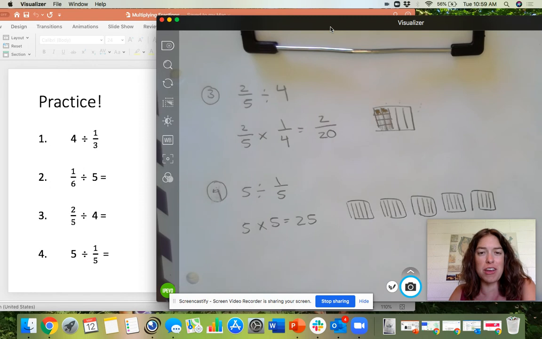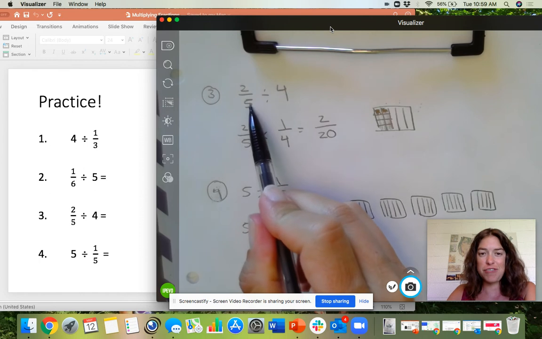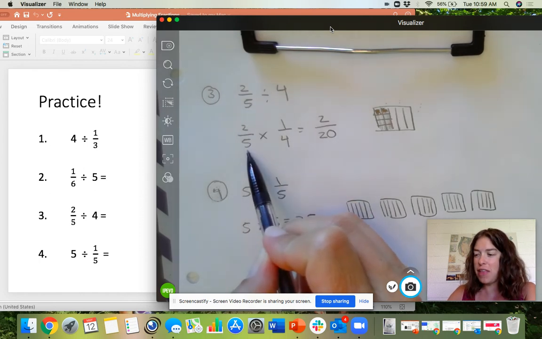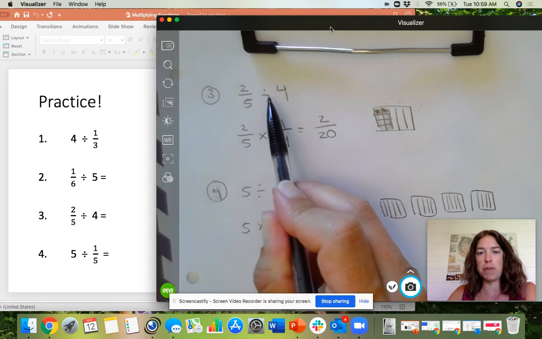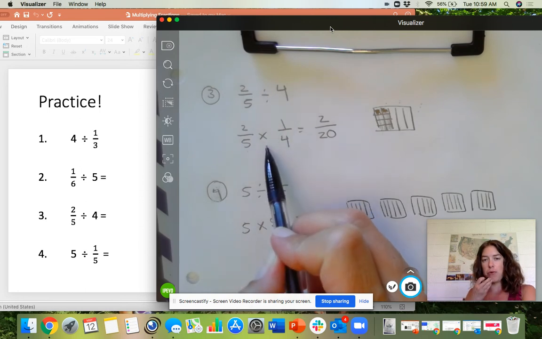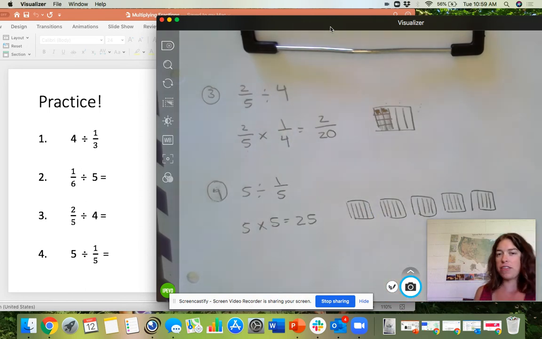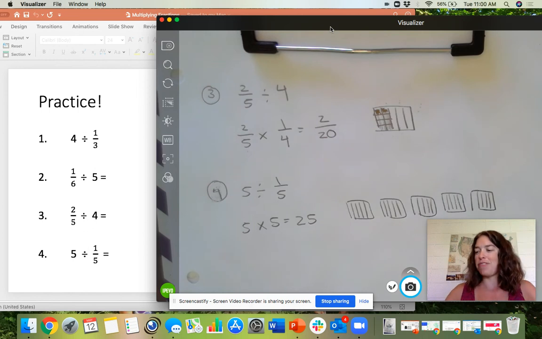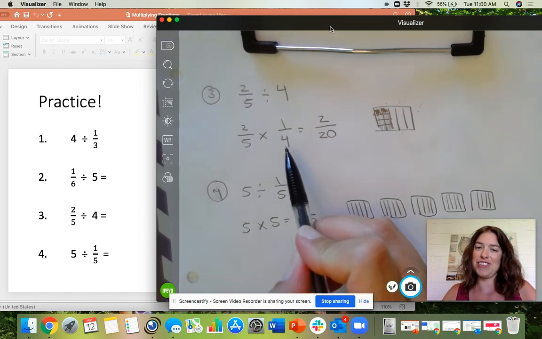We all remember that it goes keep, change, flip. Keep, change, flip. So nobody tried to flip their first fraction and said we kept it exactly the same. We're still starting with 2/5. Then we changed our division into multiplication, and then we flipped that 4 to show the inverse of 1/4. Once we have 2/5 times 1/4, it makes it so easy breezy mac and cheesy for us to multiply.